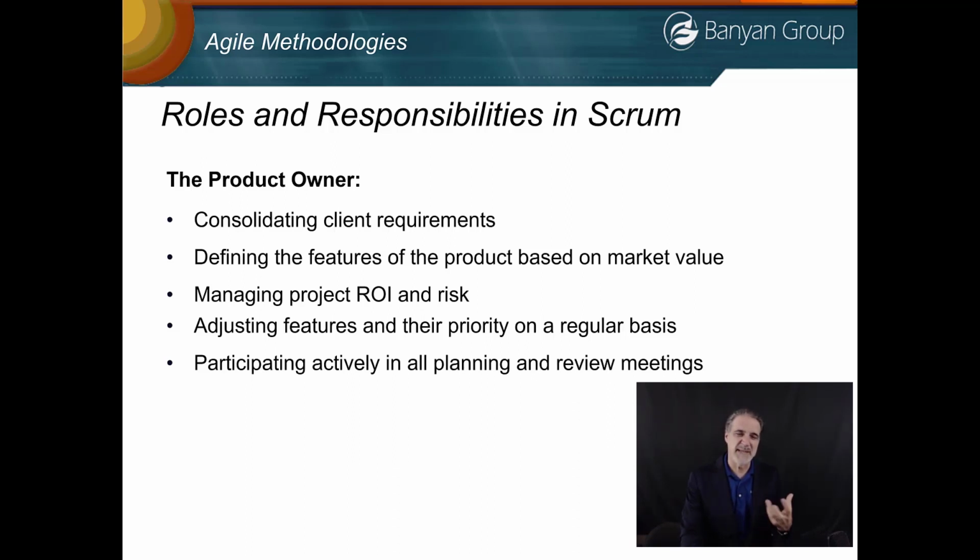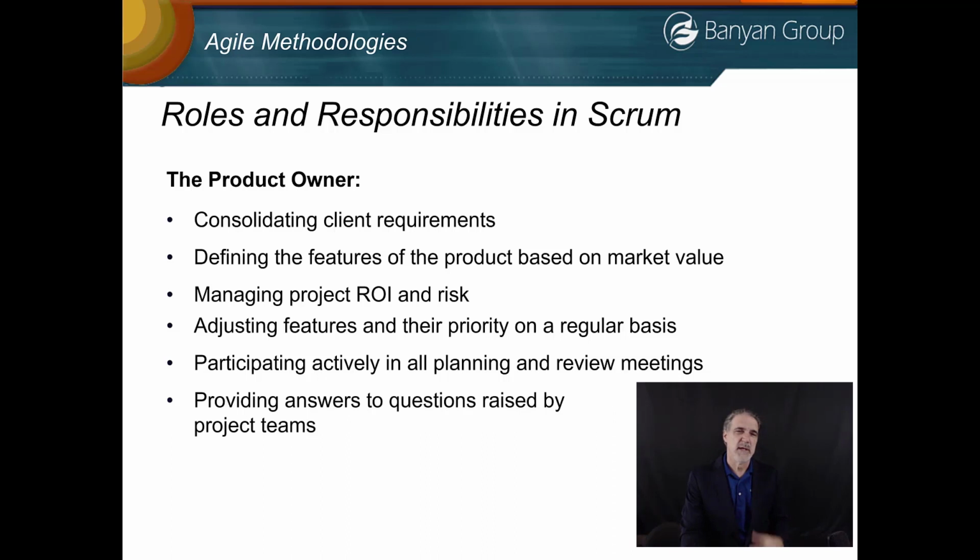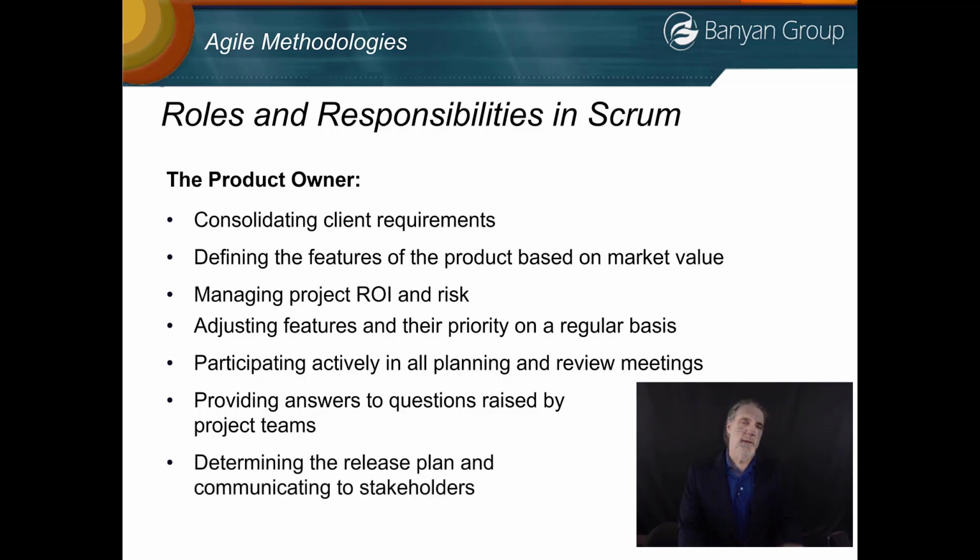The product owner participates actively in all planning and review meetings and provides answers to questions raised by the project team. The product owner needs to stay available to the team, so if the team has questions, they can get quick answers. If the product owner doesn't know the answer to the question, they are still responsible to go get that answer and bring it back to the team so the team can stay focused on getting the work done. And determining the release plan and communicating with stakeholders. The release plan is something we haven't talked about yet, but just understand it's like a project schedule, but it's for Agile.